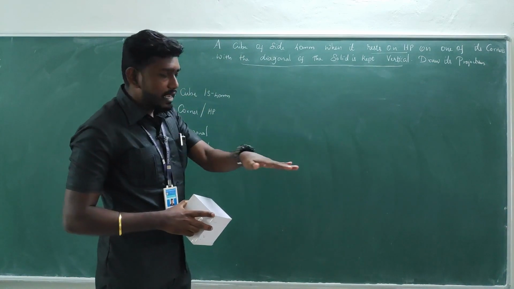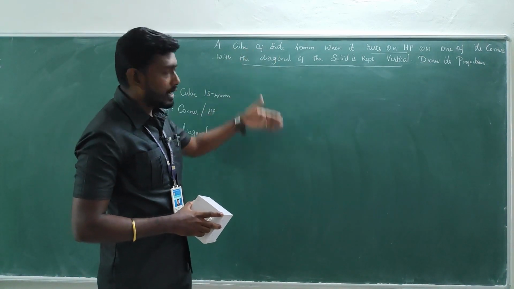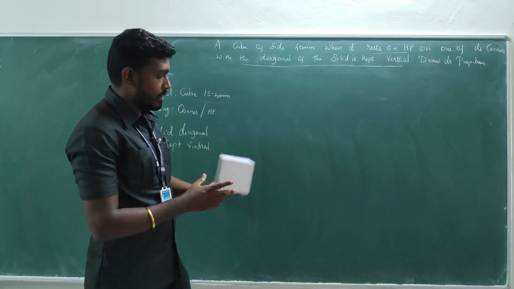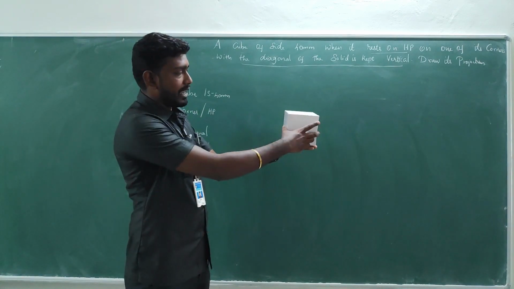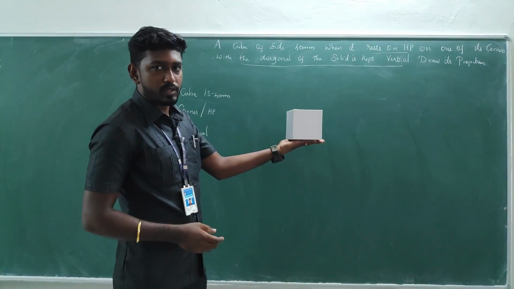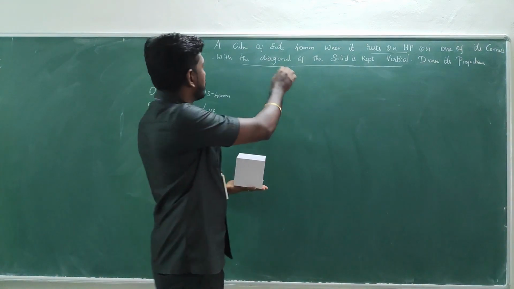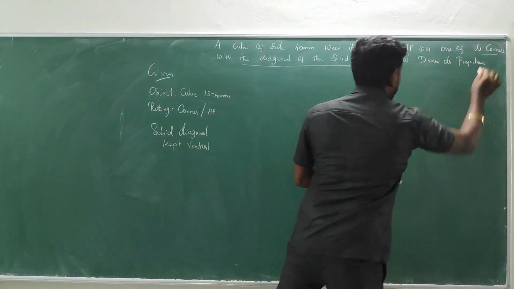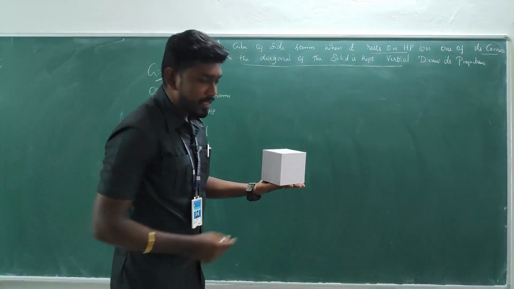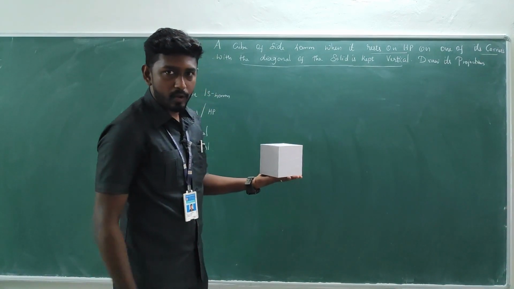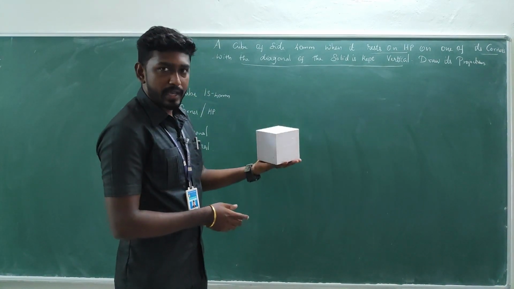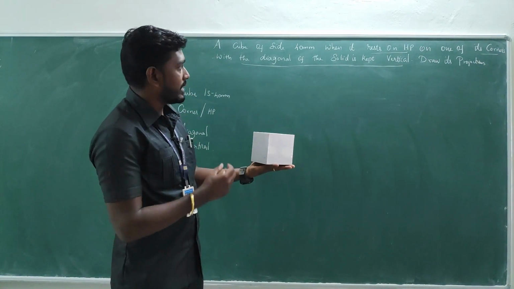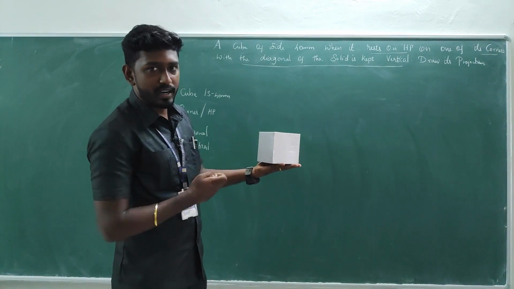If I consider the ground as a horizontal plane and the board as a vertical plane, I shall keep my object something like this. Okay, I shall keep the object like this, and here the condition is with the corner. So definitely the corner should be kept at the right side, like this. And what is given, the diagonal is kept vertical.